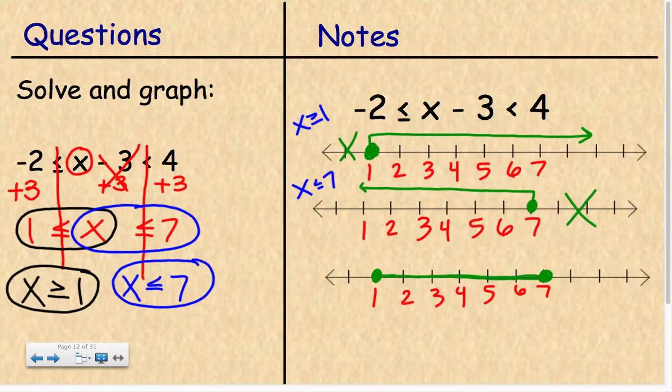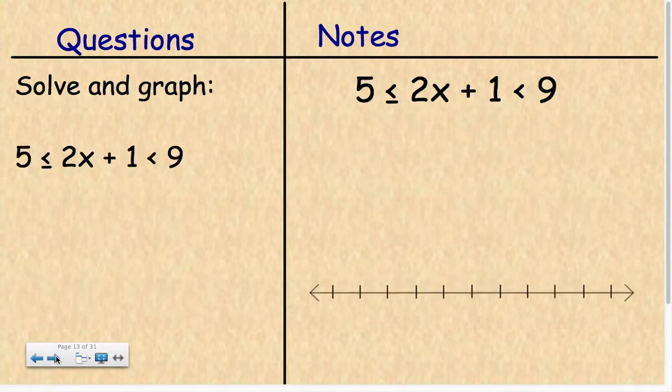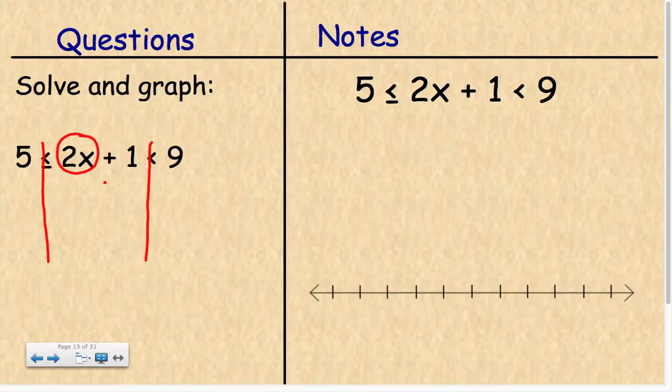Interval graphs go with the word and, which is what we're dealing with today. And an interval problem should create an interval graph, which it did. Train tracks. This time my couple isn't just a variable, it's 2x. So let's still subtract 1 on both sides.